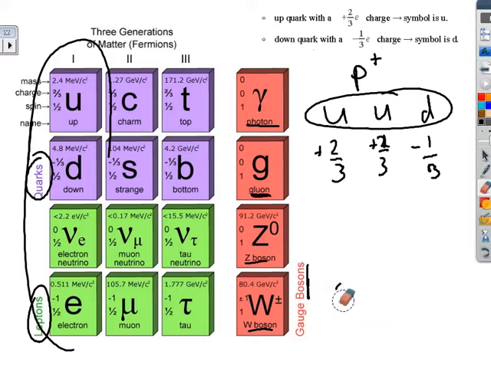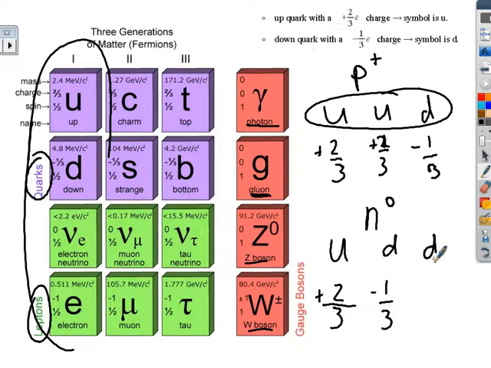We can also explain a neutron based on quarks. So a neutron has a neutral charge. So I can have one up quark with a +2/3 charge. But to have a neutral charge, I need 2 downs. So this down's -1/3, and this down is -1/3. And so these are the quarks that actually make up a neutron.